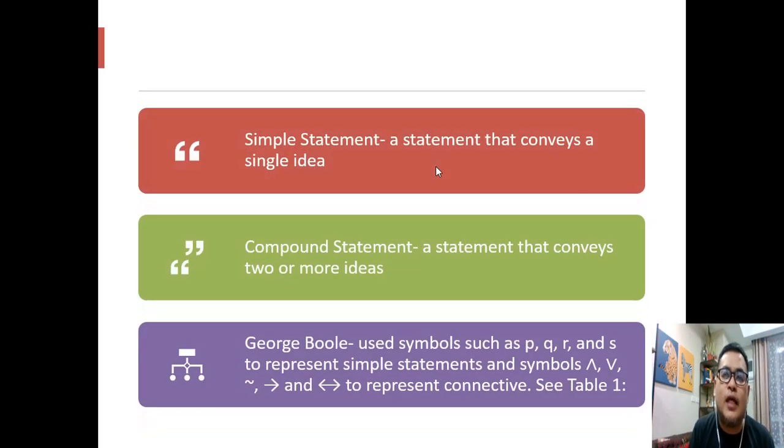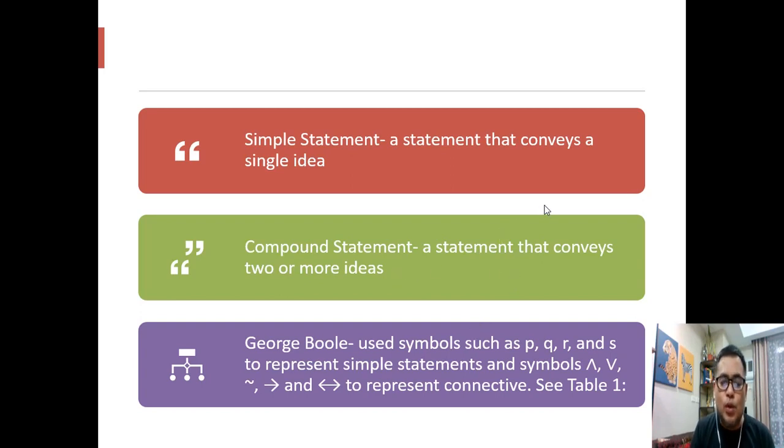So in logical statements, we have the simple statement and the compound statement. Okay. So the simple statement is a statement that conveys only a single idea. And the compound statement is a statement that conveys two or more ideas. So in another lesson, I'll be discussing with you about propositions, how to identify if the statement is a proposition or not.